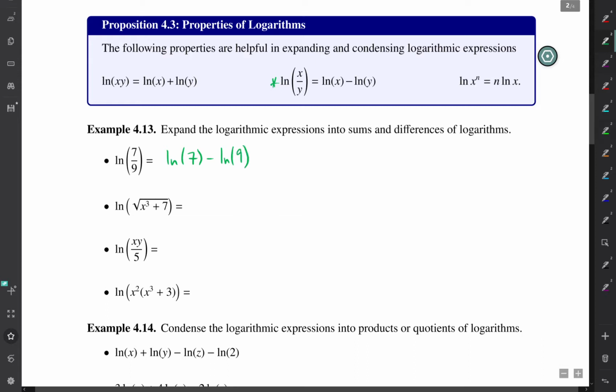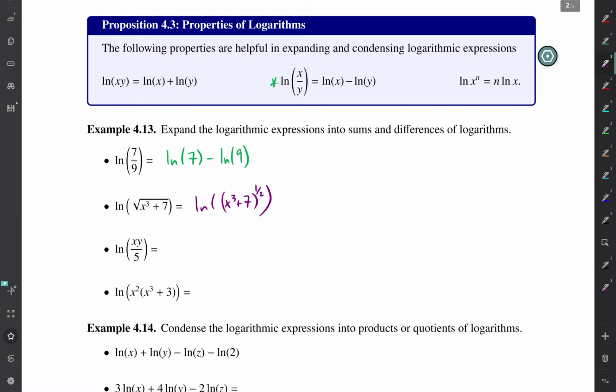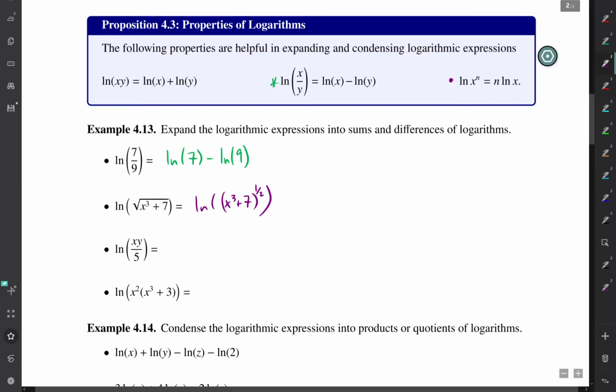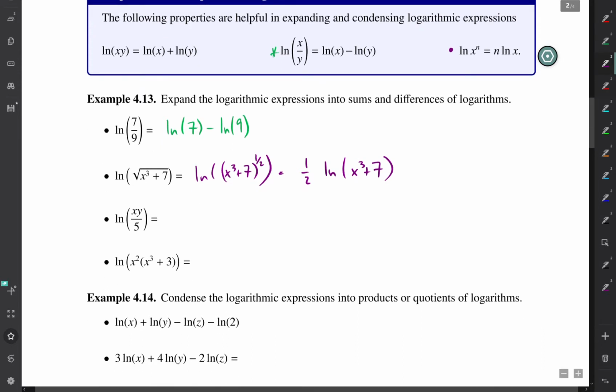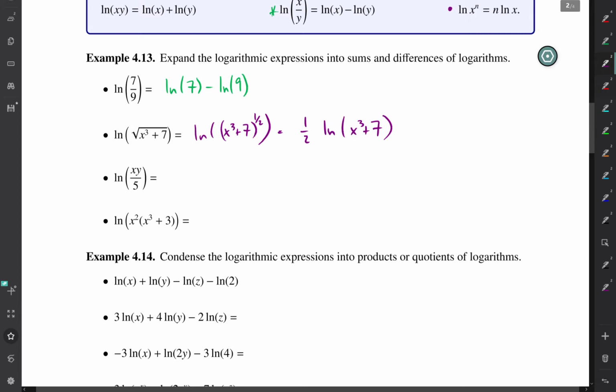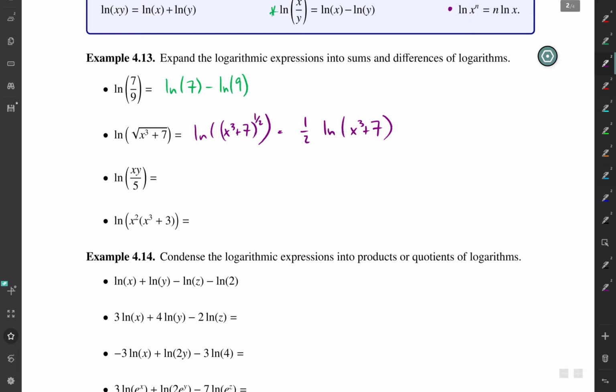In the second problem, we want to take the natural log of x cubed plus 7 raised to the 1/2, right? The square root is the same as raising it to the 1/2. And now we use the third rule that says that you can bring that 1/2 out front. So here, instead of using chain rule to take the derivative of the x cubed plus 7 to the 1/2, you now just have a constant out front, and you'll take the derivative once you learn how to take derivatives of logarithm stuff. But again, we've simplified the problem quite a bit using these properties.